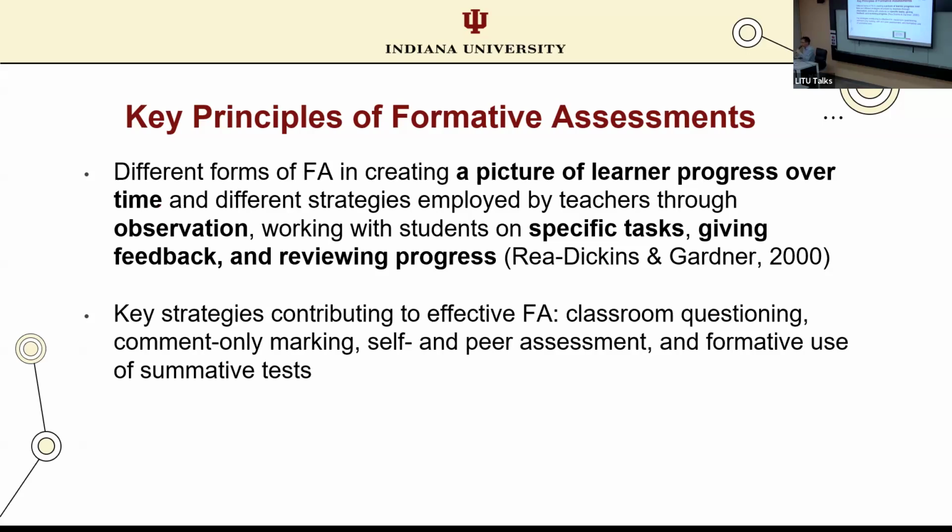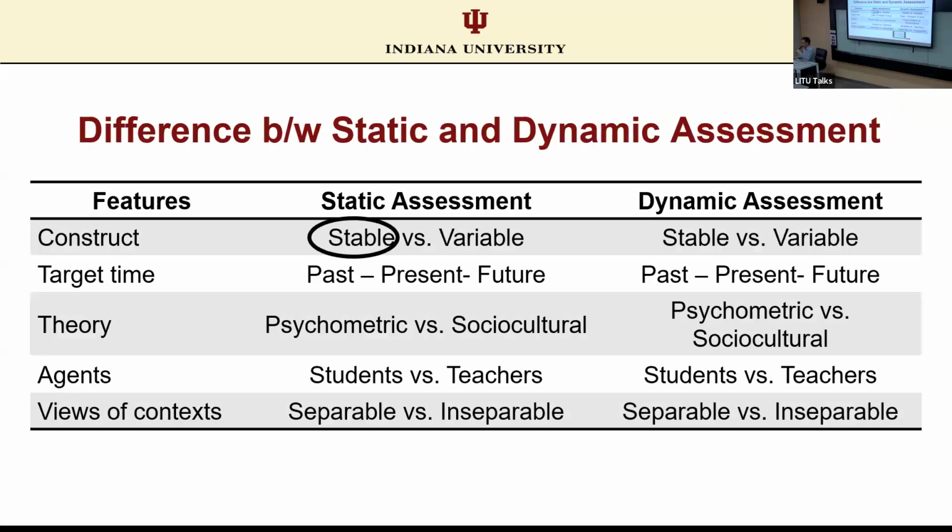We don't really want to just know their percentile scores. We want to know their overall progress over time. So we use the test scores for observation and to provide feedback on their improvement over time. And then things like classroom questioning, comment only marking, self-peer assessment, and formative use of summative tests are good examples of using formative assessment effectively. But I want to give a little bit more information about dynamic assessment.